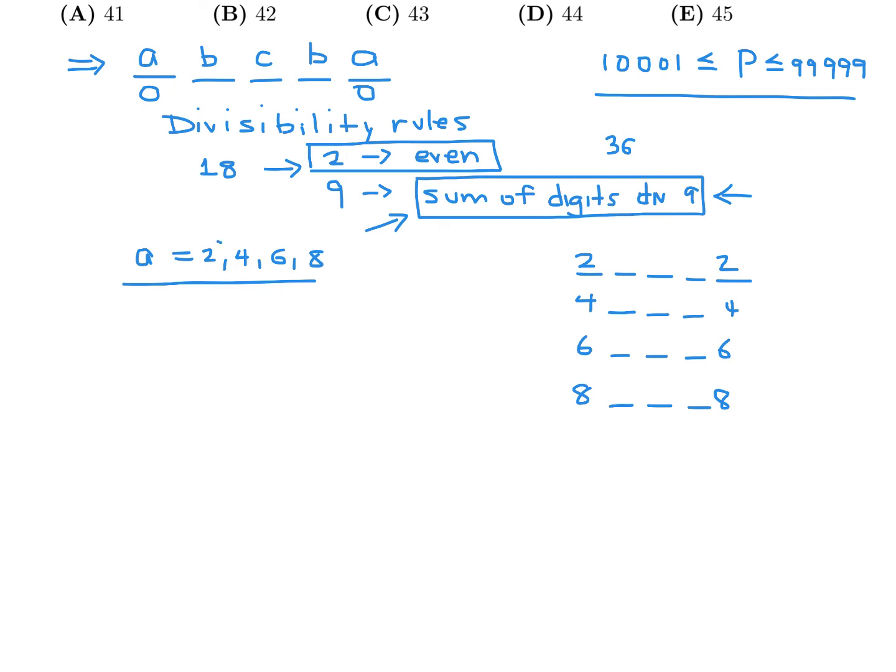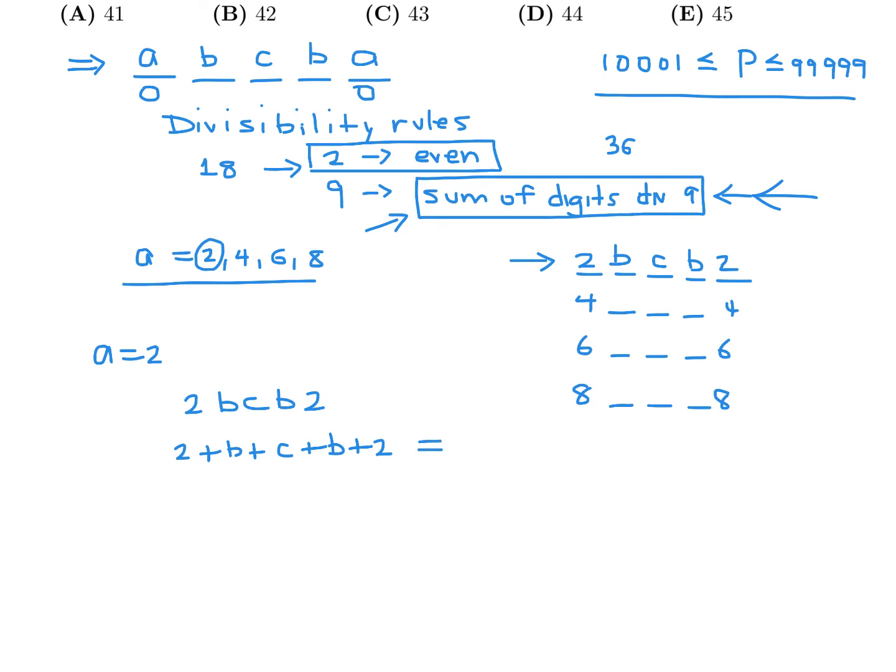Okay, so let's start with A equal to 2. If A is 2, then our number is right here. And then, of course, this is B, this is C, and this is B. So my number is 2BCB2, right? Now we use this divisibility rule, that the sum of the digits has got to be divisible by 9. That means that 2 plus B plus C plus B plus 2 has got to be divisible by 9.